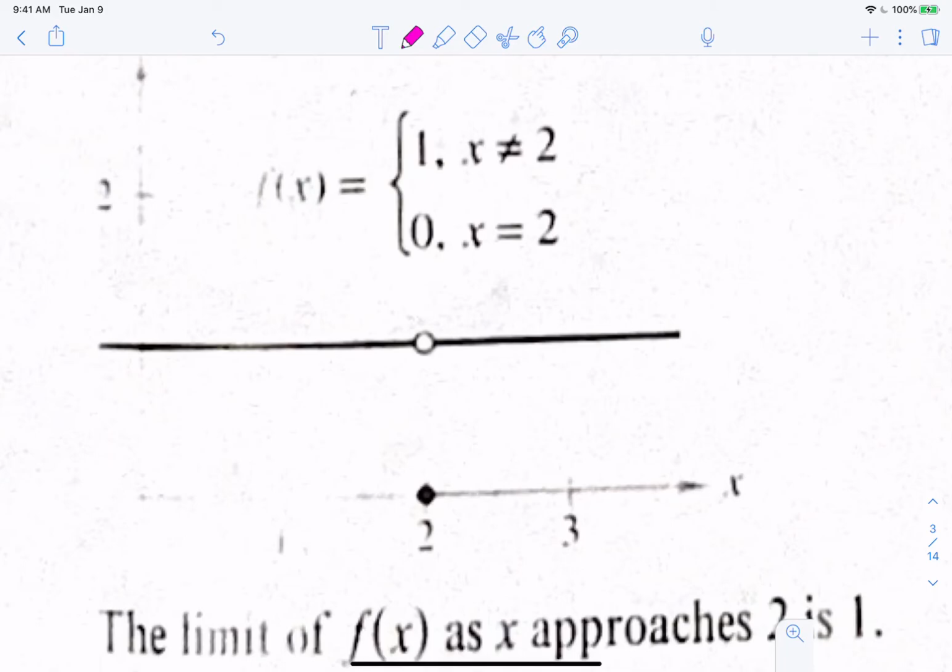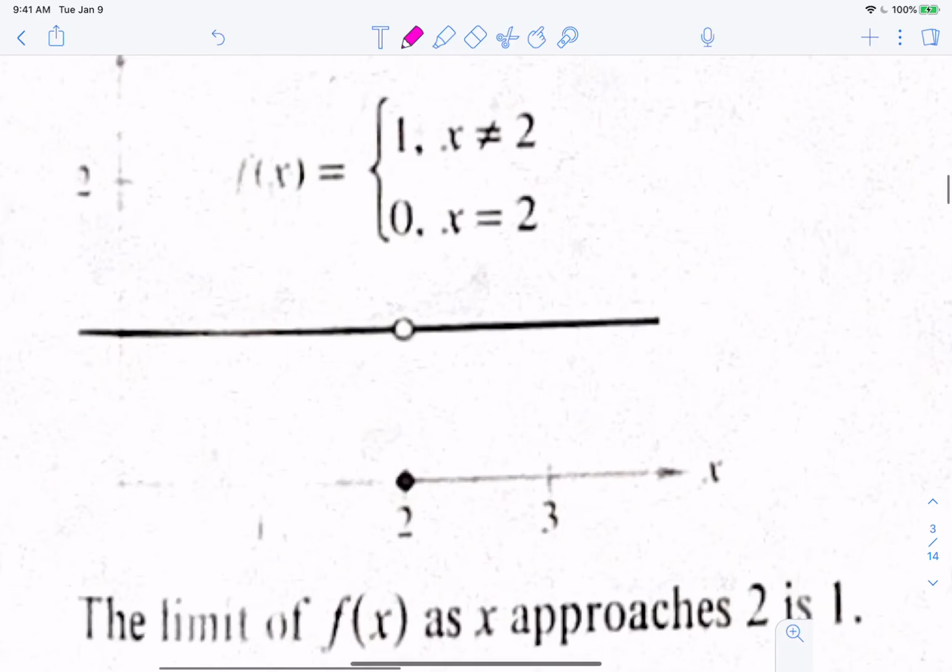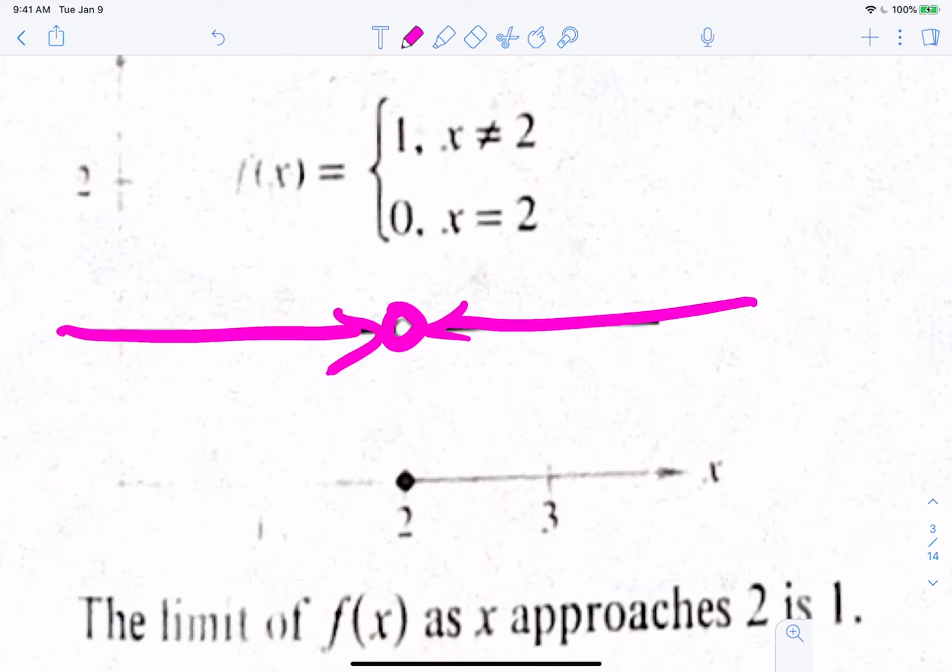Okay, so this coordinate right here, if we're trying to find the limit at this point, watch the graph. At this point, coming in from the right and coming in from the left, what is the y coordinate at this point? I think it's at 1. So the limit is 1 at that point because coming in from the left and from the right, the y coordinate is at 1.